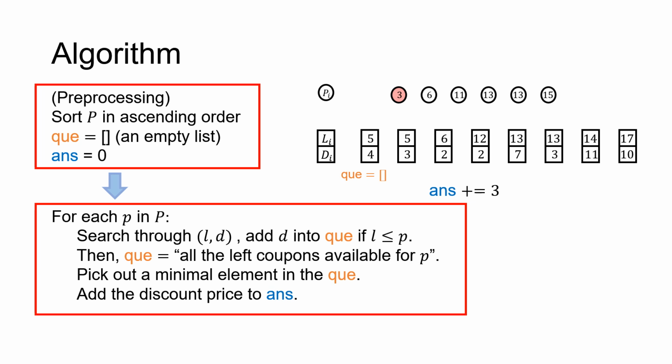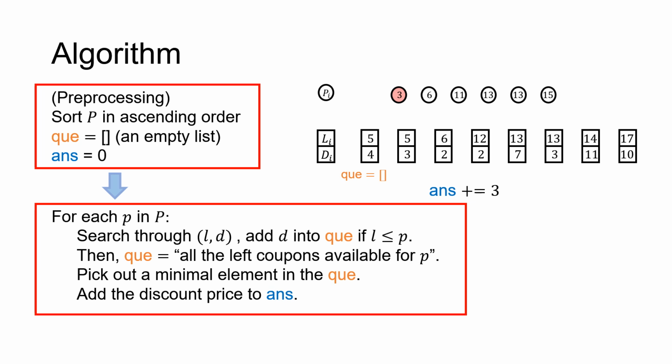I will explain later why the method achieves the minimum expense, but for now, let's go through the algorithm in detail. First, we sort P in ascending order and initialize a variable Q as an empty list and an integer variable ans as 0. Then, we iterate over the array P.